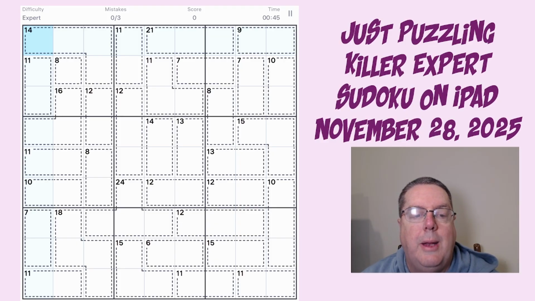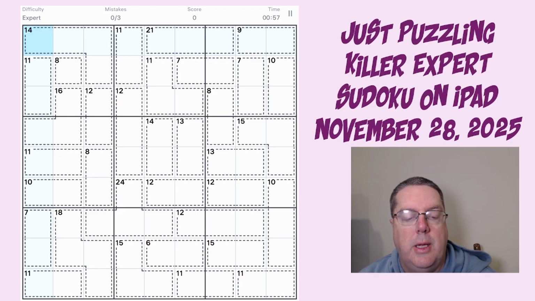The only thing I will add to that is that it's not a rule per se, but I find it helpful. 1 through 9 adds up to 45. And we'll see if that makes a difference. In fact, it does in this one here.